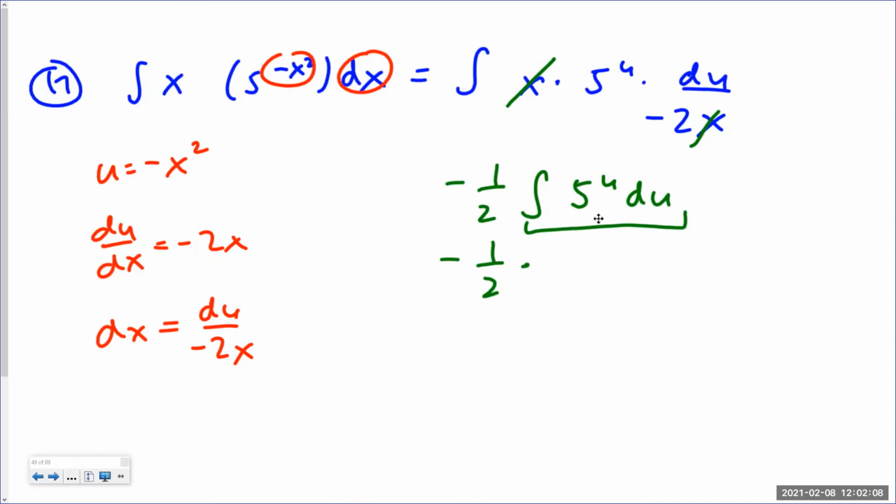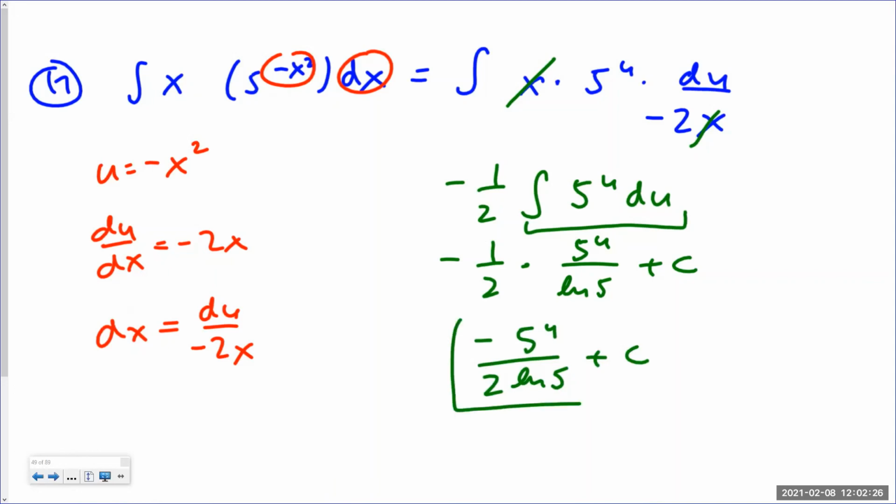It's not a reverse power rule, guys, because the u is in the exponent. So it actually is an a to the u problem. So it's a to the u divided by ln of 5 plus C. Okay, and that is a great answer. It is the wrong answer. Let me multiply together first. I'm going to multiply the numerators and the denominators. But it is a wrong answer. To get the right answer, what do I need to do? Yeah, put your u back in. So that's actually negative x squared, and that will be the right answer.